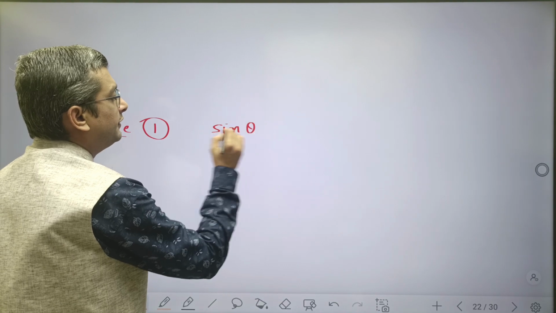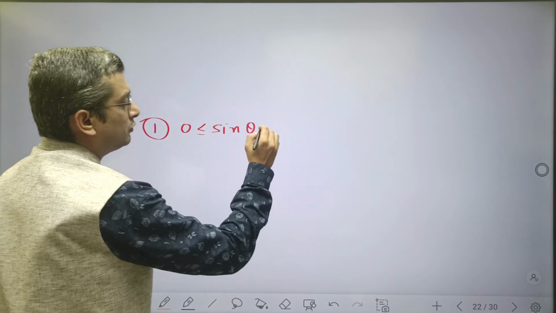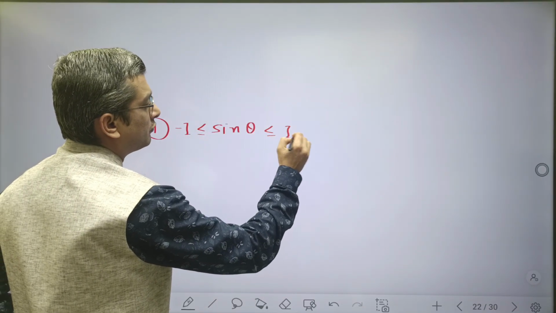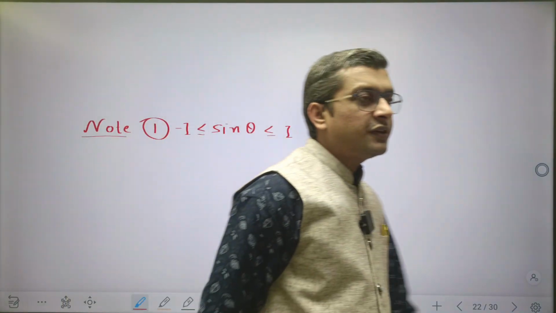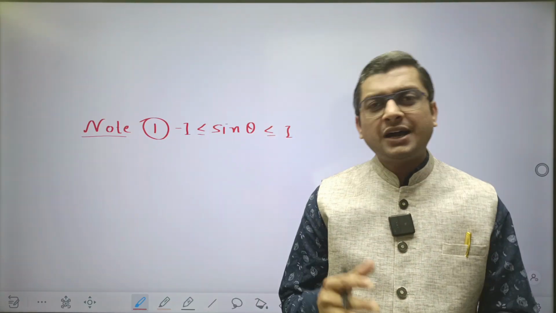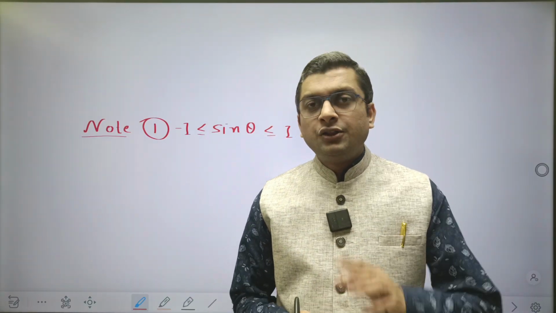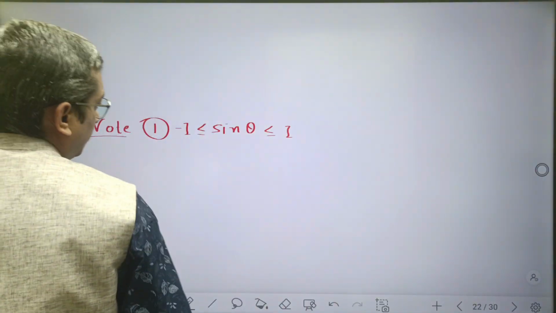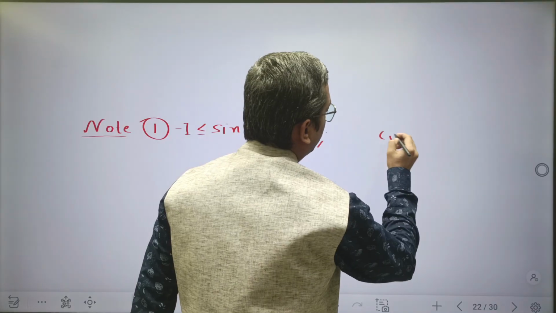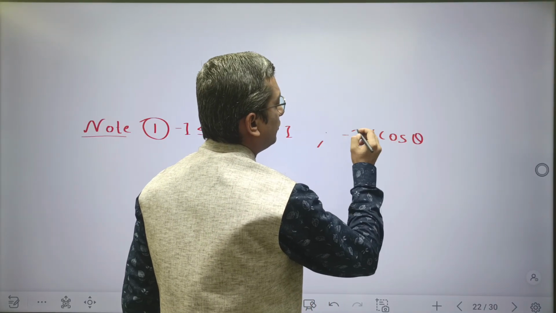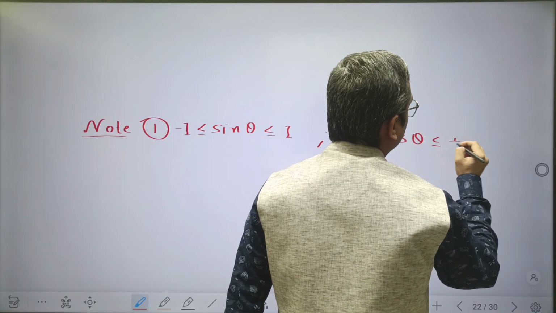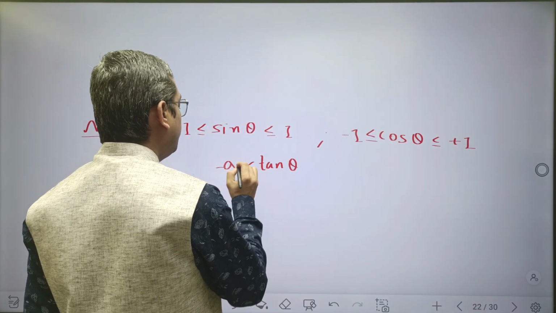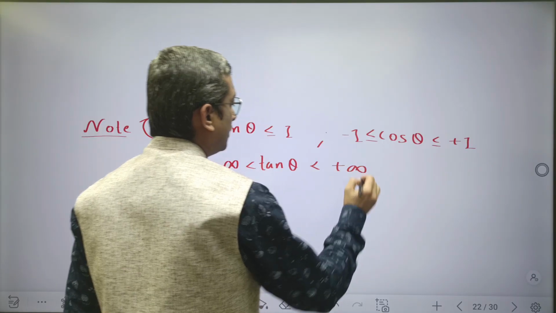The value of sine theta is always greater than or equal to minus 1 and less than or equal to plus 1. It means that the value of sine theta dances in between minus 1 and plus 1. The value of sine theta will never be greater than plus 1 and never less than minus 1. Similarly, cos theta will always have a value in between minus 1 and plus 1. But if you talk about tan theta, then it is in between minus infinity to plus infinity.